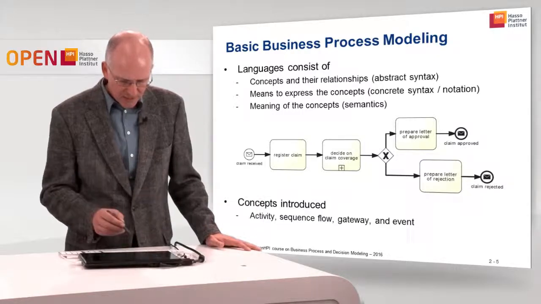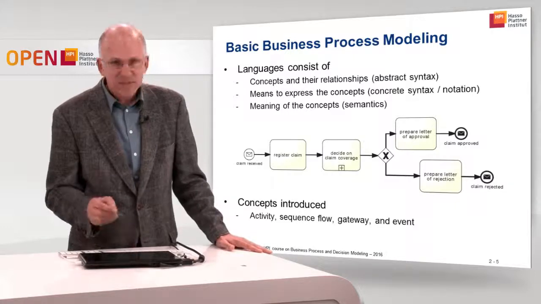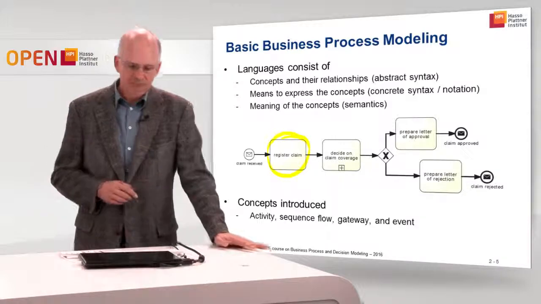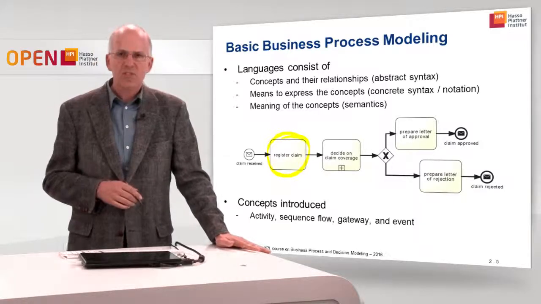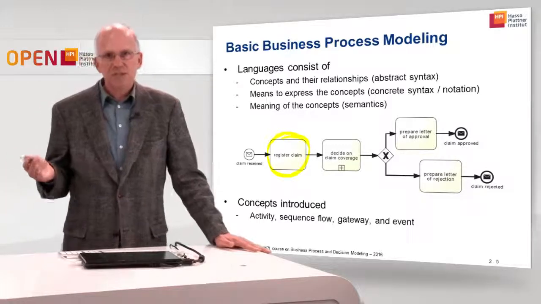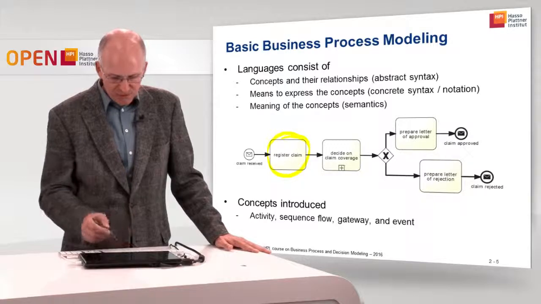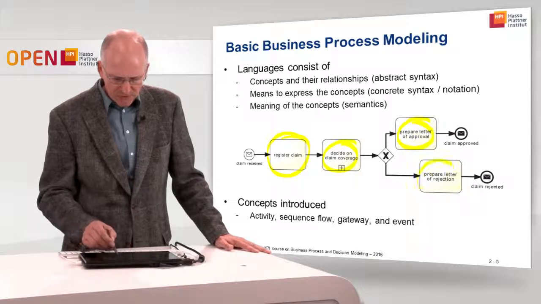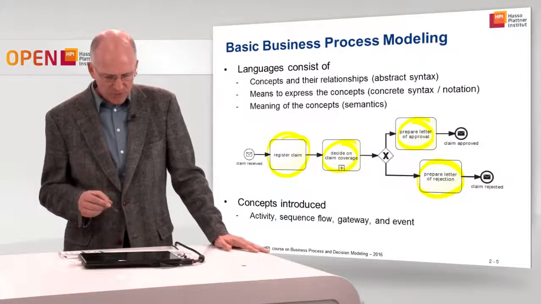If I look at this example, we see there are a number of concepts that are provided by the language. One concept is the concept of the activity. So activity is a concept that is available in the language, and that makes sense because we need to model activities in organizations as part of business processes. And this concept is used here 4 times, right? So we have 4 activities. So the concept of an activity is used 4 times in this process model.